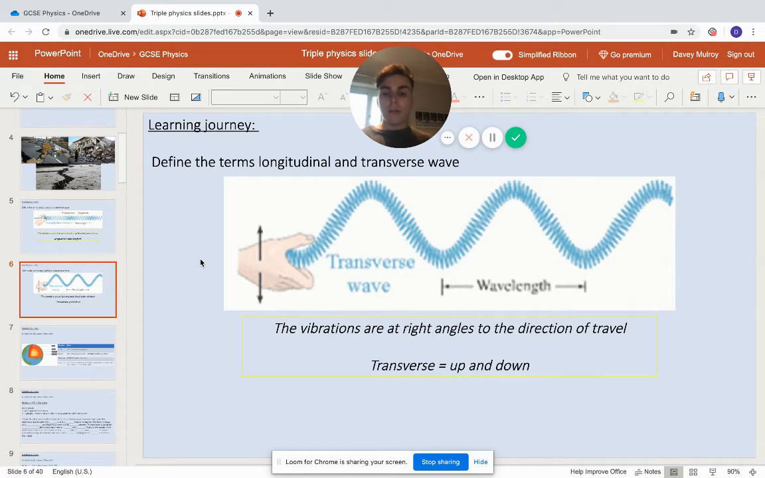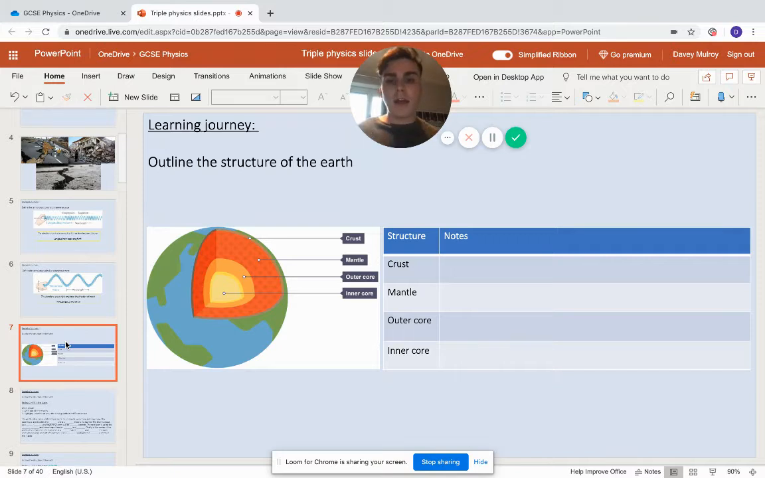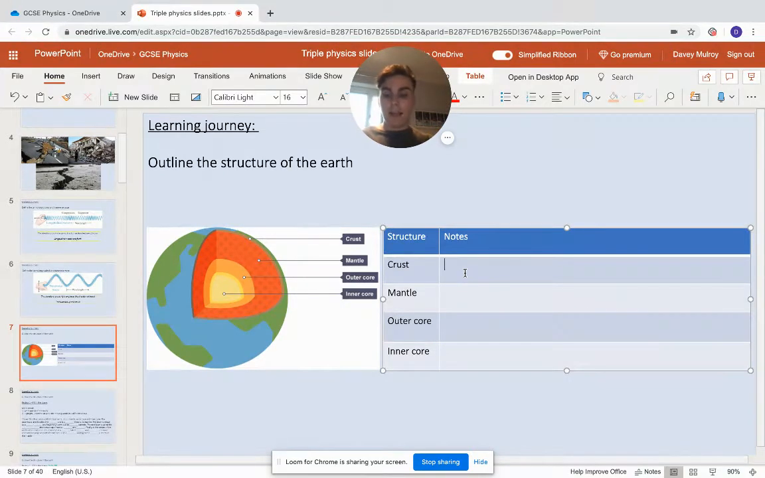So now it's time for us to move on and look at the structure of the Earth. So first thing, our structure of the Earth is made of 4 separate layers. We've got the crust, the mantle, the outer core, and the inner core. Now our crust is what we're standing on. It's a solid. Easy way to remember which one's the crust. Think of a slice of bread. The crust is on the outside.